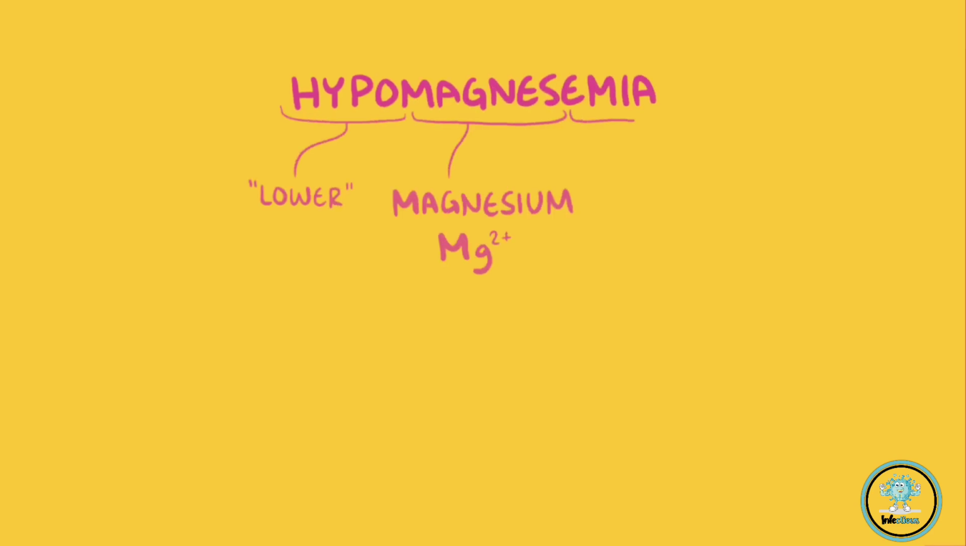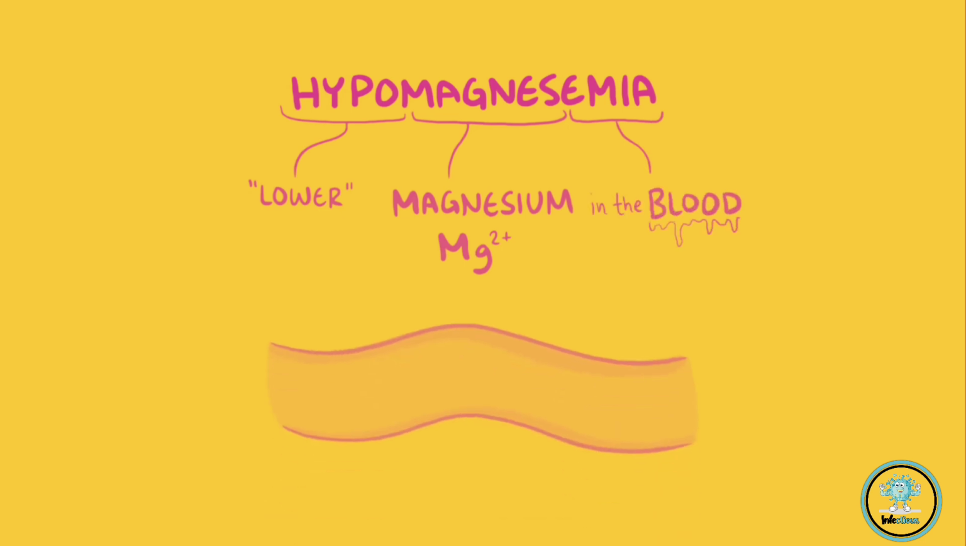With hypomagnesemia, hypo means lower, magnesium refers to magnesium, and emia refers to the blood. So hypomagnesemia means lower than normal magnesium levels in the blood, and symptoms typically develop at levels below 1 milliequivalent per liter.